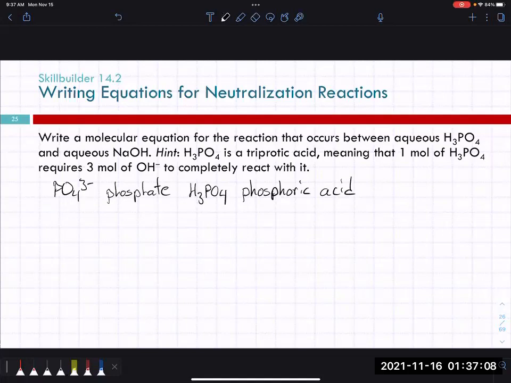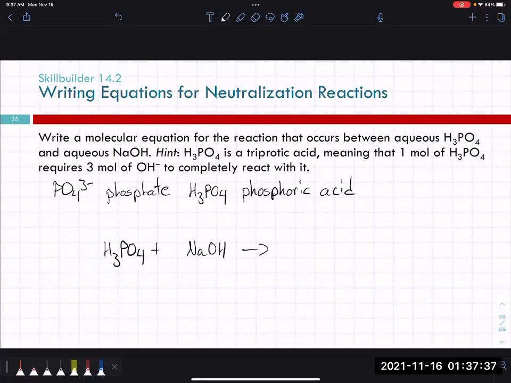So we have our phosphoric acid, H3PO4, plus sodium hydroxide, and this is important to note. If you notice that our base oxyacid here is PO4 3-, that means that all three of these hydrogens are acidic hydrogens. So they're all protons that can be donated.